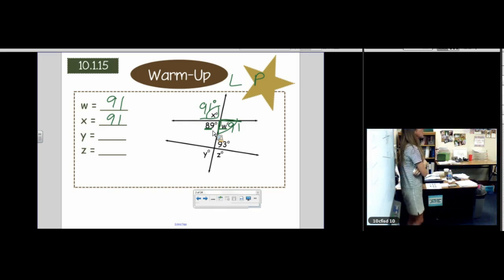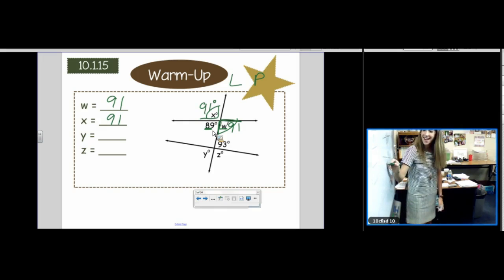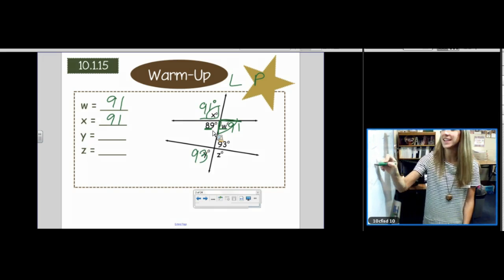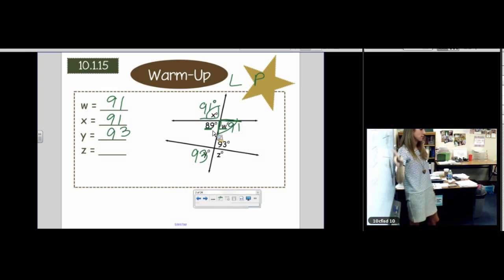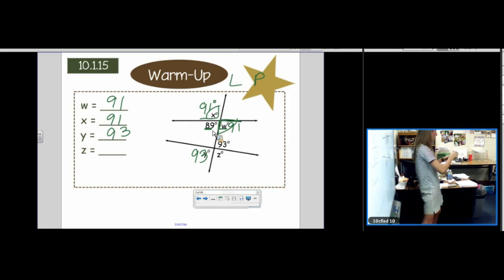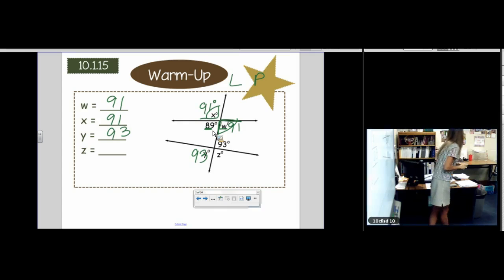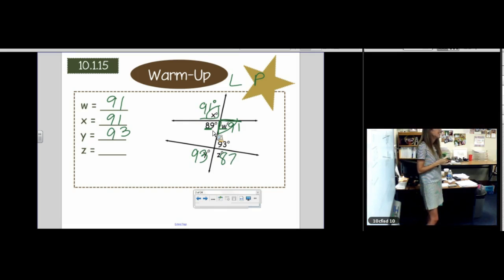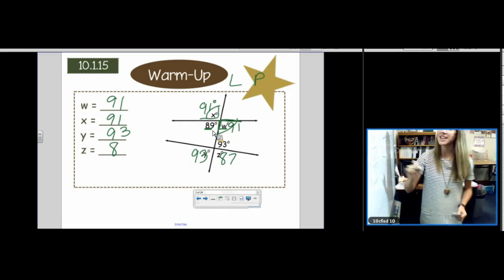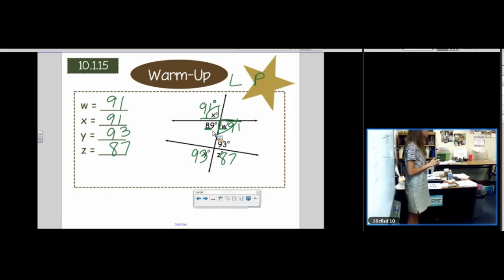John, what did you get for Y, actually? He got 93. Seth, how did he know that this was 93? Vertical angles. Thank you for being ready with the answer. Helen, what about Z? 87. And Raekwon, how did she get 87 for Z? What did she do? Subtract from 180. Yes! Subtract from 180. That is what I call teamwork, guys. Look how many people helped do that warm-up.